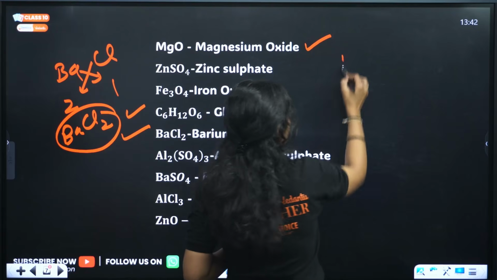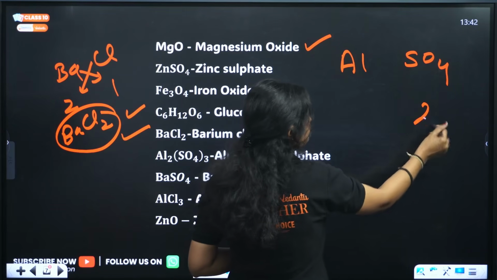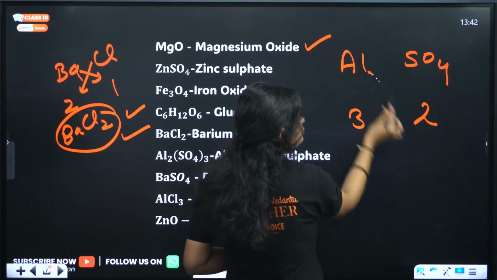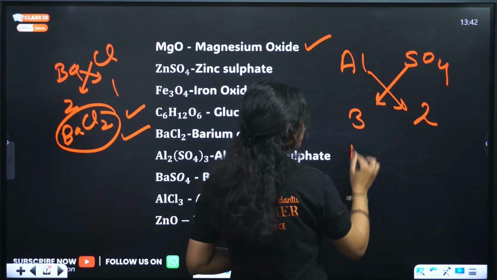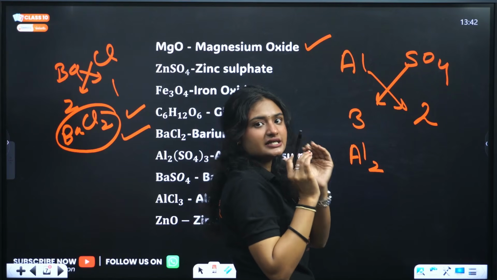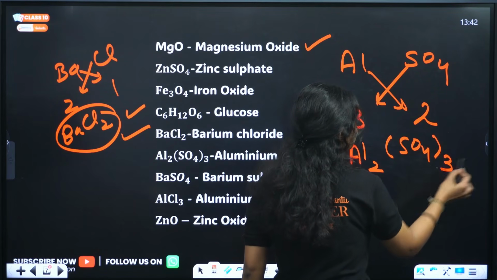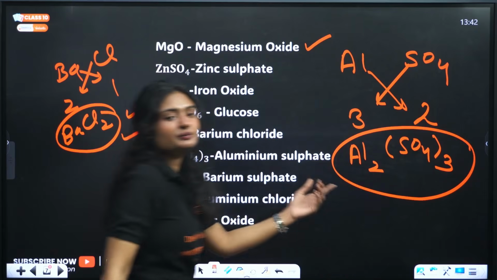If you have aluminum and sulfate, SO4, sulfate has a valency of 2 and aluminum has a valency of 3. You do cross multiplication, right? So that becomes Al2, and this sulfate is considered a whole atom, so you write SO4 whole thrice. This is the formula of aluminum sulfate.